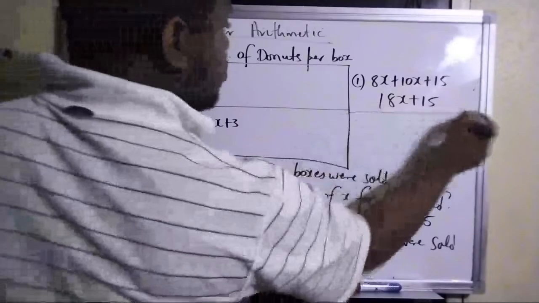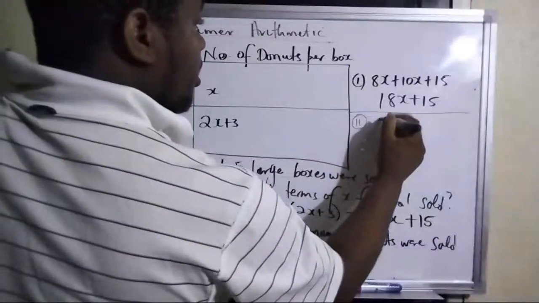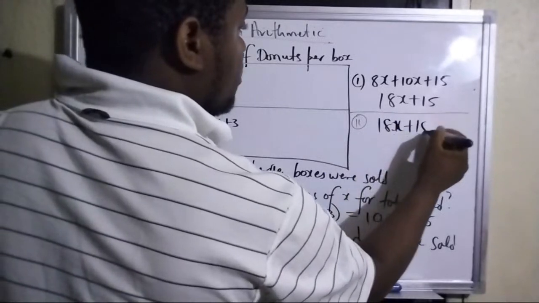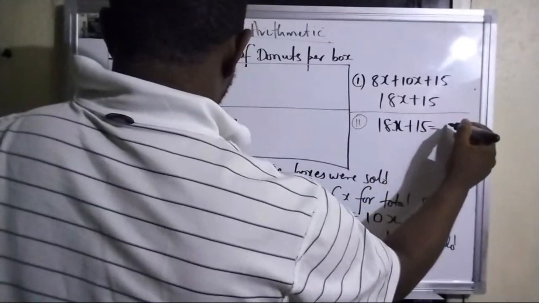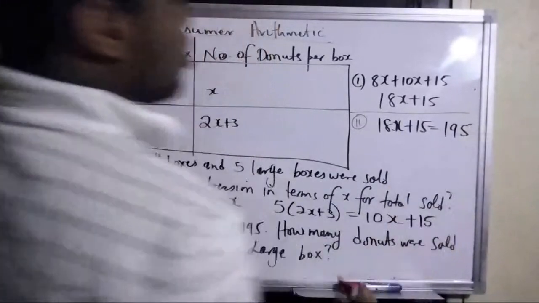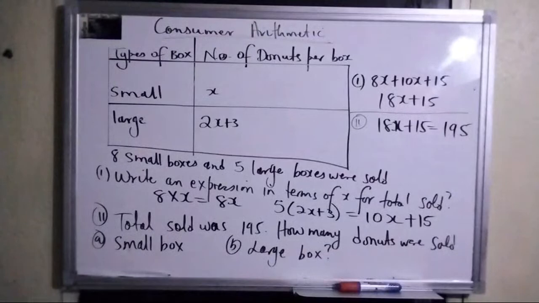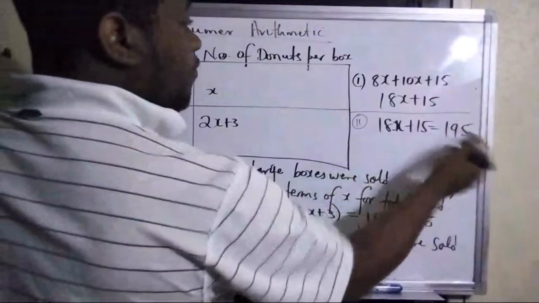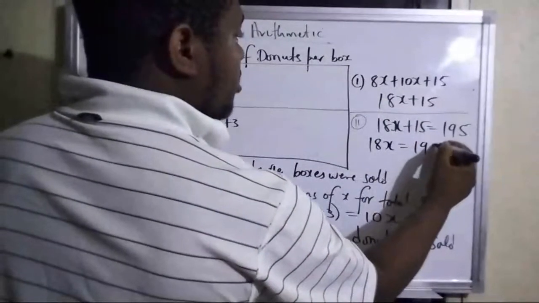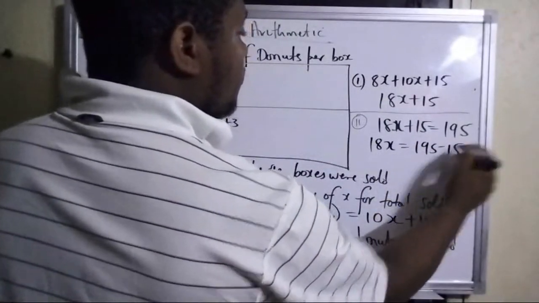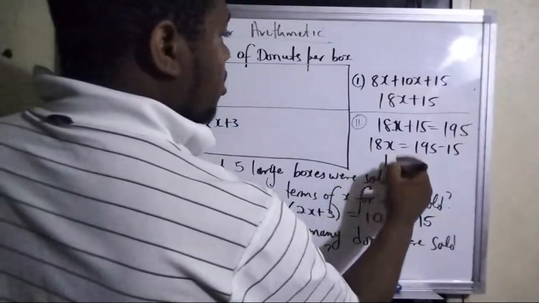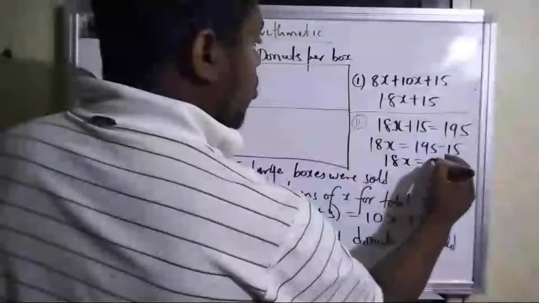They told us the total is 195. So what we have to do now is 18x plus 15 equals 195. That's the total sold, so all we have to do is solve for this. We subtract 15 from both sides, so it would be 18x equals 195 minus 15. 5 minus 5 is 0, 9 minus 1 is 8, so that would leave us with 180.